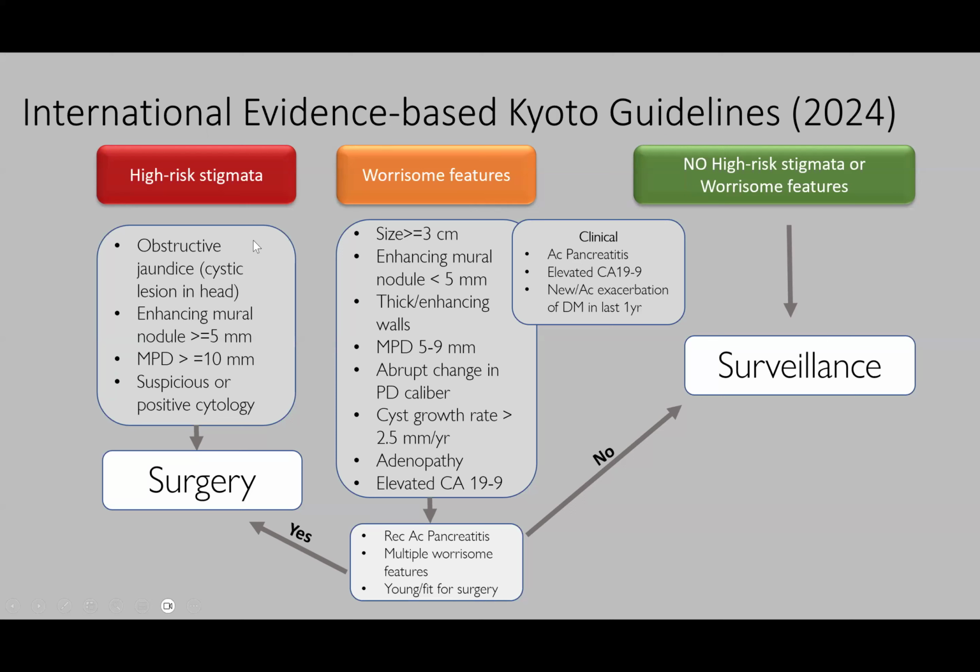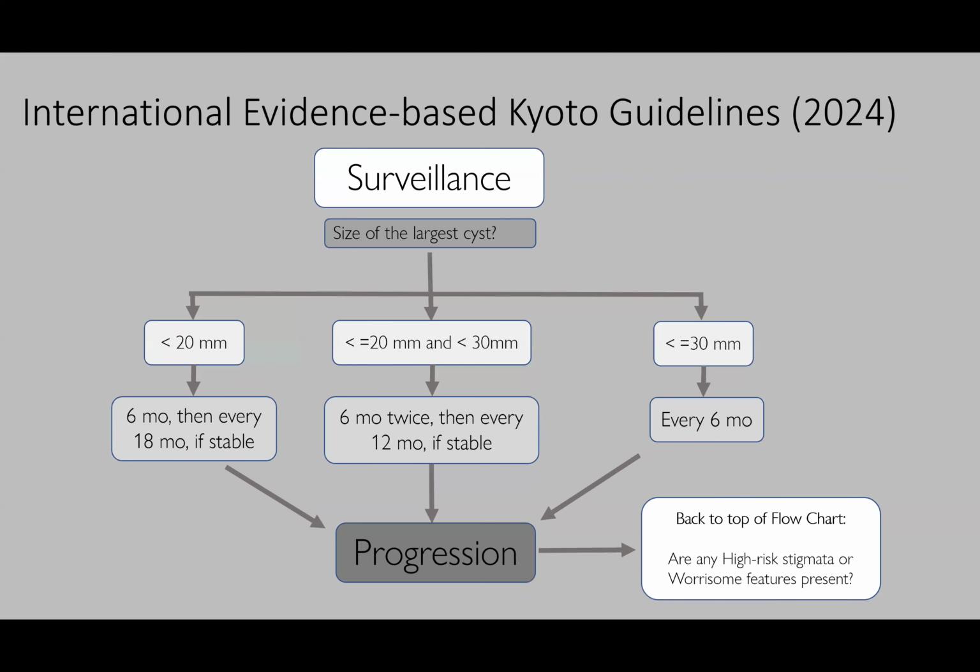If patients have high-risk stigmata, which is obstructive biliary dilation, presence of a mural nodule that's enhancing and measures at least 5 millimeters in size, or the main duct is more than 10 millimeters, or they have suspicious or positive cytology on FNA, all of these, you ask them to go for a surgery unless they are not fit for surgery. And the vast majority that do not have these features will undergo surveillance. Again, based on the size of the lesion, you have different recommendations as to how you should undergo follow-up evaluation.